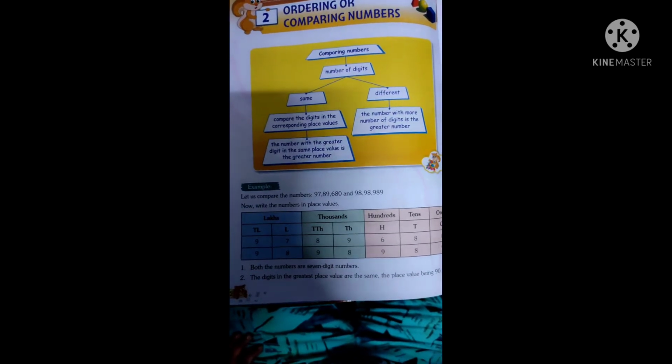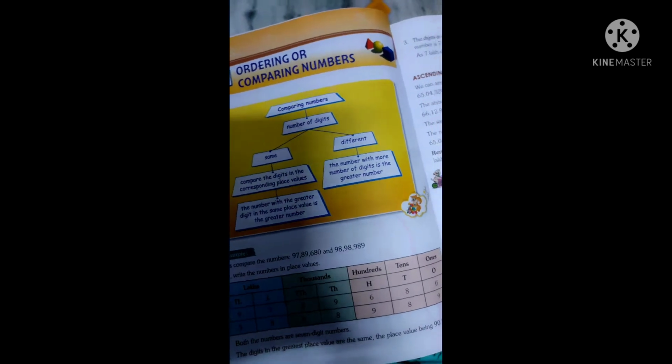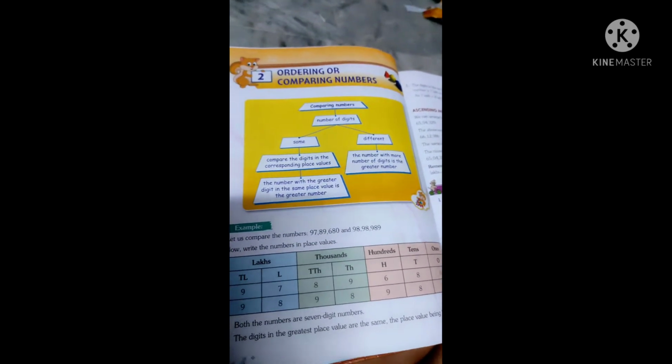It means if a number has the greater digit in the same place value, it is the greater number. If different, the number with more digits is the greater number. It means if a number has more digits, it is the greater number.